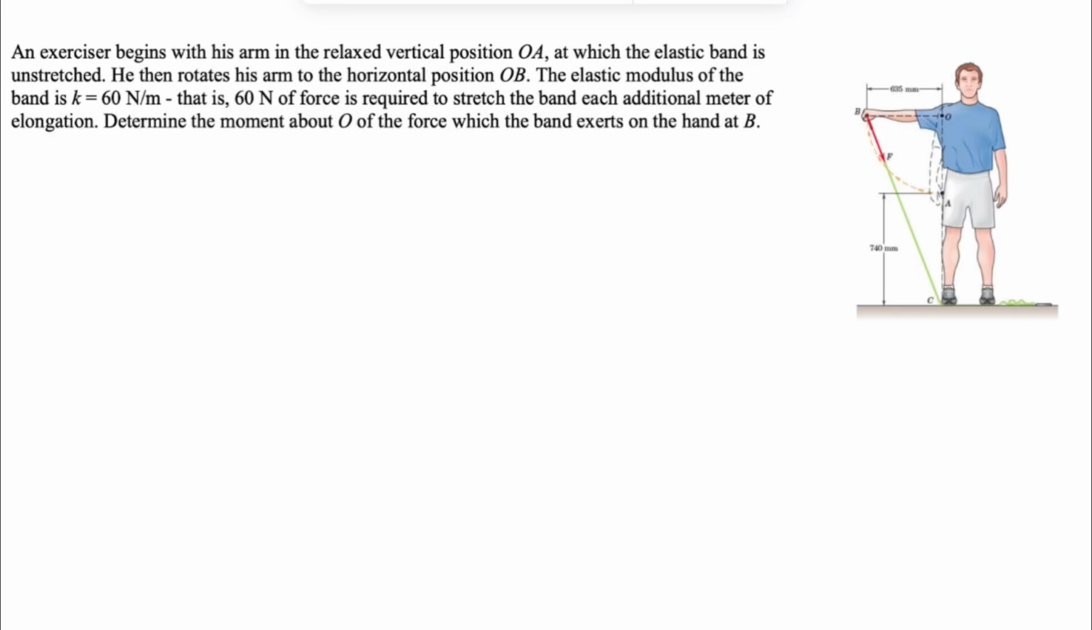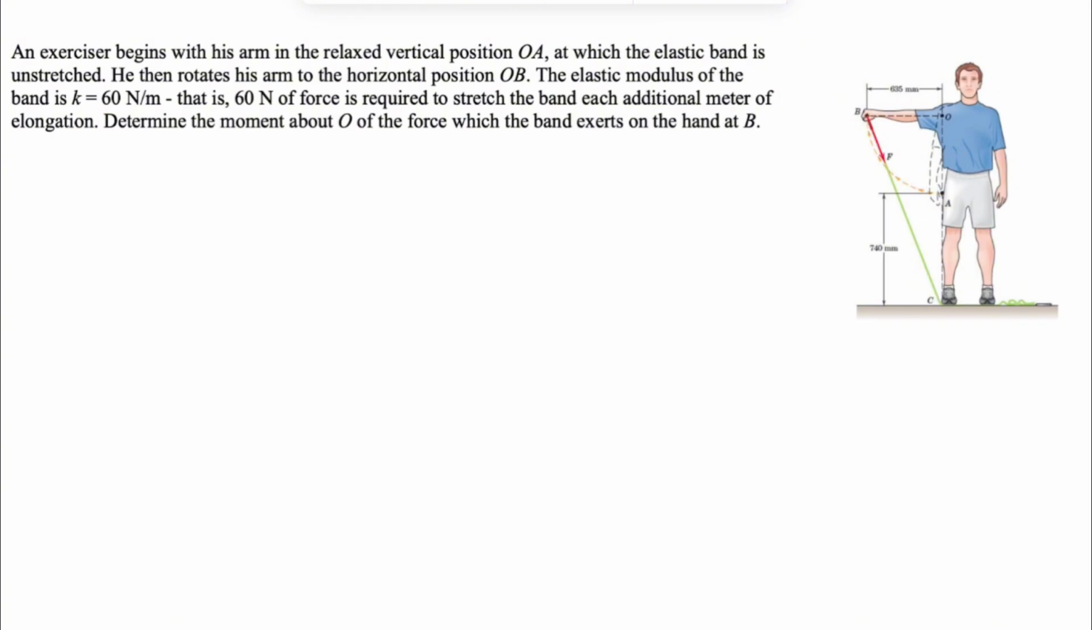Alright guys, welcome back. We're going to be solving another question from the second chapter of the Meriam textbook in geomechanics. And in this one we have an exerciser that begins with his arm in a relaxed vertical position OA, at which the elastic band is unstretched.